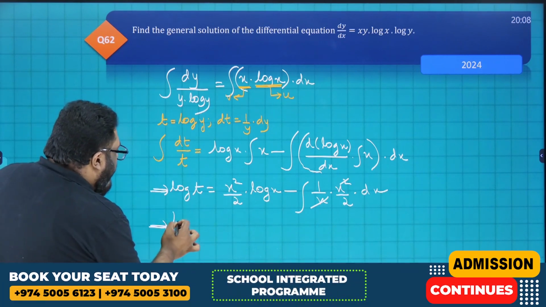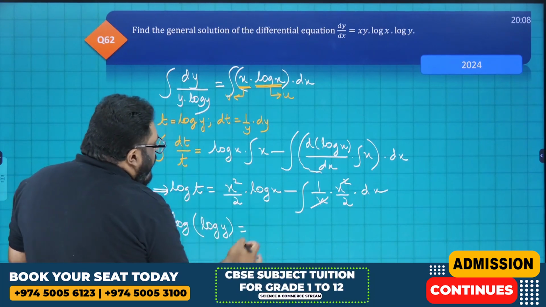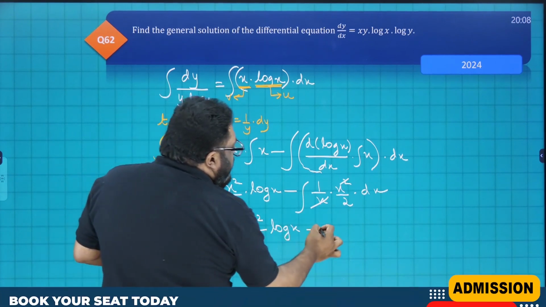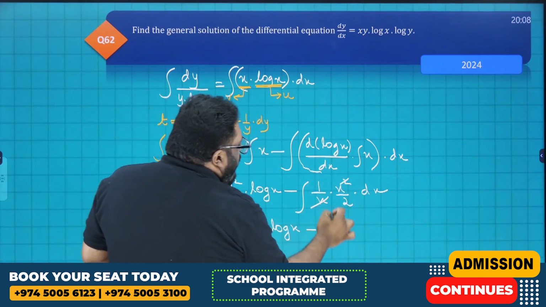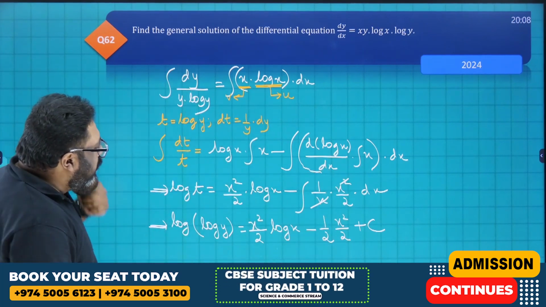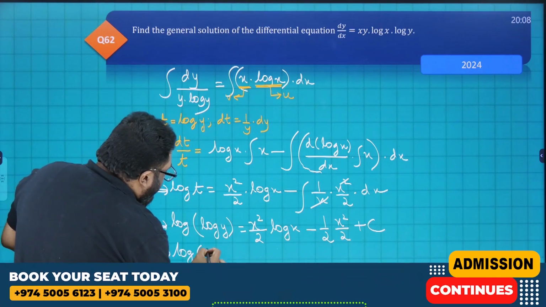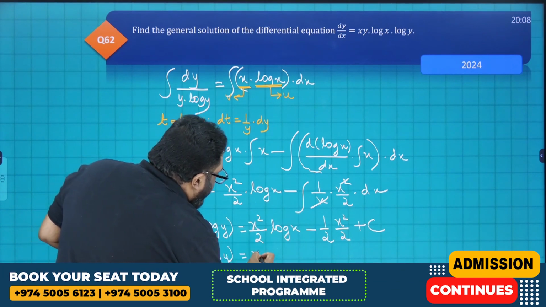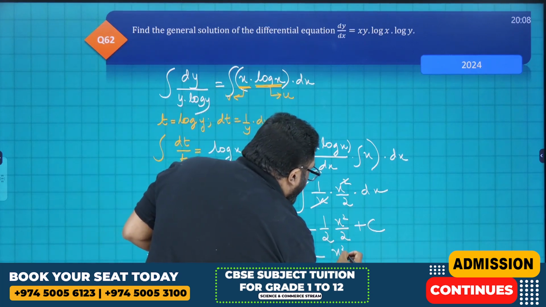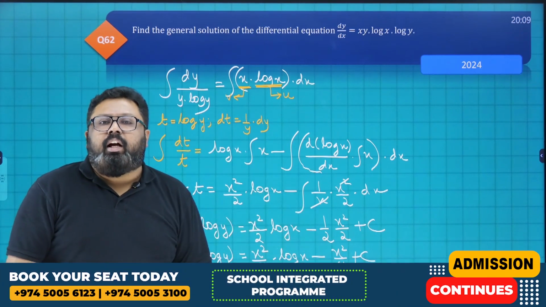So answer, put back t, my dears. Log t, log y equals x squared by 2 log x minus half integral of x squared by 2 plus c. There is only a general solution. So your answer, you can write it in one step if you want to. Log y equals x squared by 2 log x minus x squared by 4 plus c. Answer done. General solution of the differential equation.